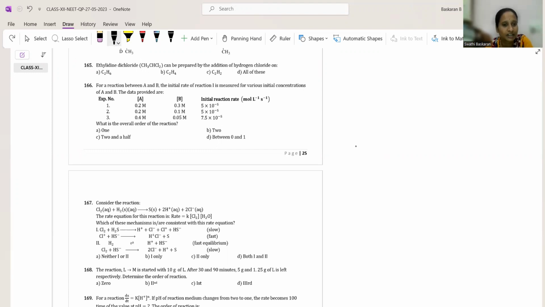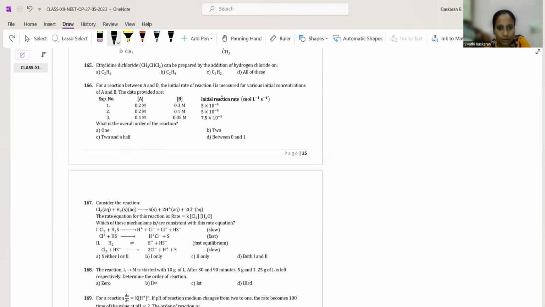Hello students, today we are going to discuss chemical kinetics from the NEET paper which was held on 27th May. So let us begin with the chemical kinetics questions starting from 166. The first question is, for a reaction between A and B, the initial rate of reaction is measured for various initial concentrations of A and B, and the data is provided.